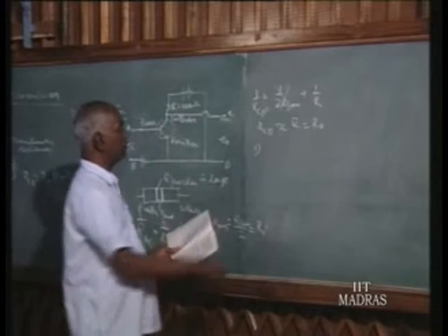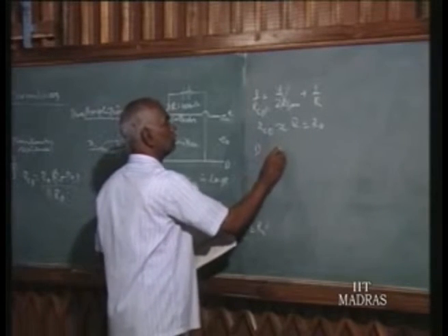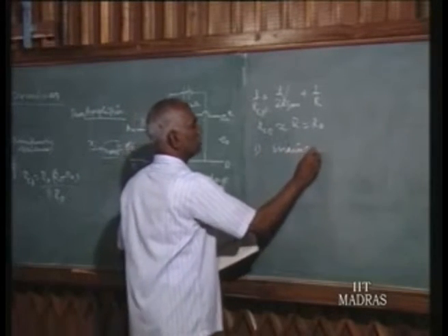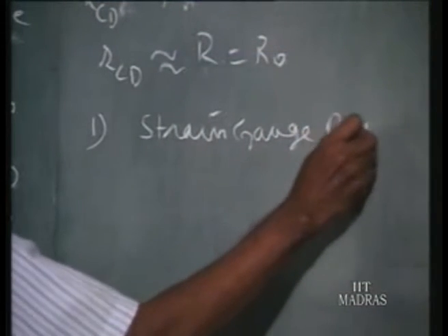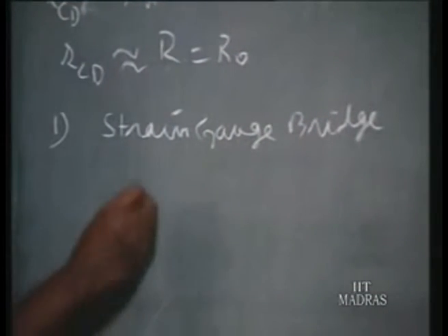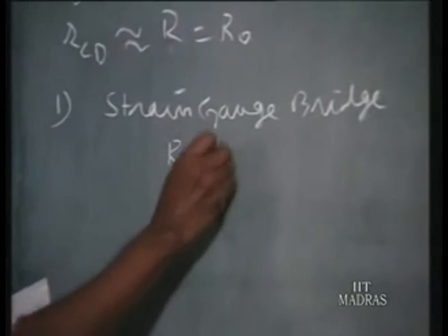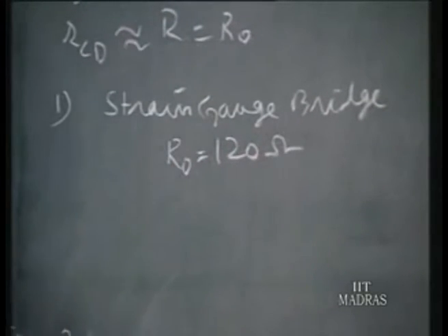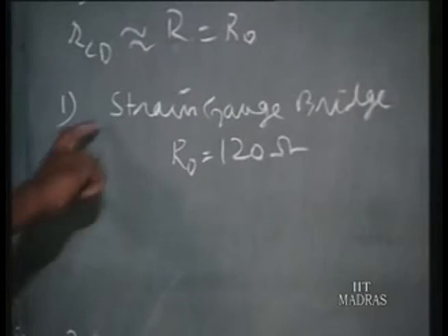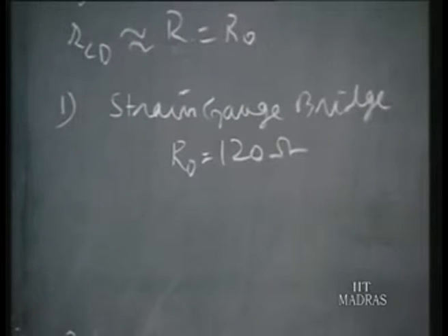There is a strain gauge bridge, with RO, the output resistance, as 120 ohm. That means this strain gauge bridge is made up of 4 arms, each arm being 120 ohm. So the output resistance of the bridge circuit, as we have learnt already, is 120 ohm.